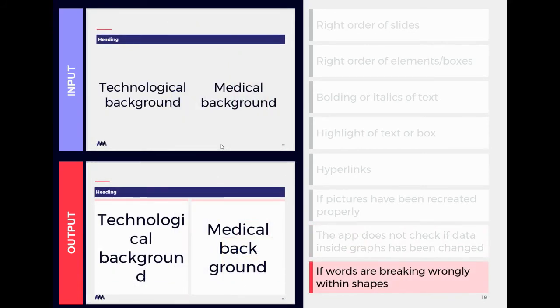Content checker also can't check for us if words are breaking wrongly within the shapes. So here we have an example. In the input, the words are nicely each word on the separate line. But since we increased the text size, they broke in a not nice way thanks to the automatic formatting. So we can see that we have like one letter on the separate line or so. But since it is still the same word, content checker will not spot this as a mistake.